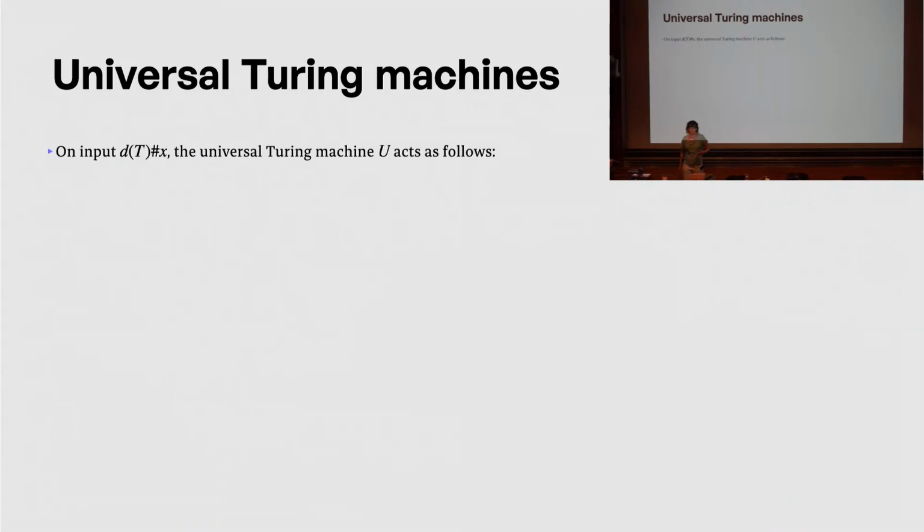Okay, and now we need a universal Turing machine that knows how to read this program and interpret it. And one possibility is the following. So its input is d of t, then a special symbol, like, it's not called hashtag, it's called hash sign, I think. Hashtag is only for Twitter. Yeah, hash sign, and then x.